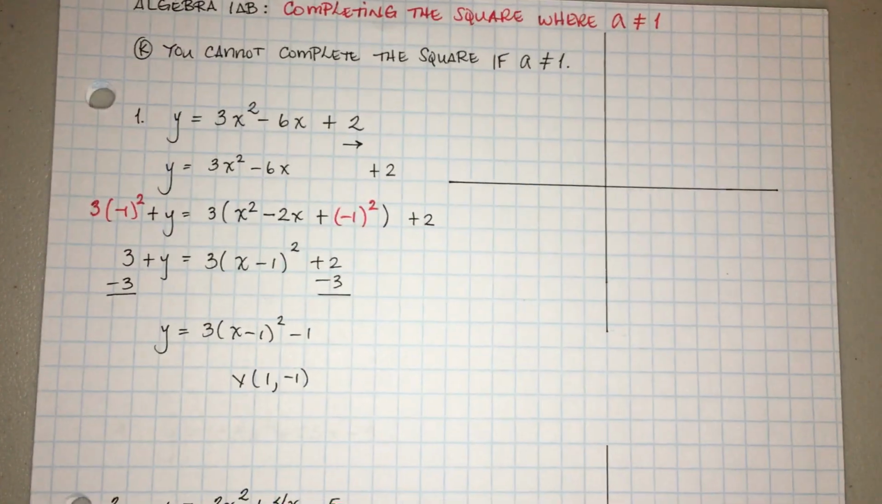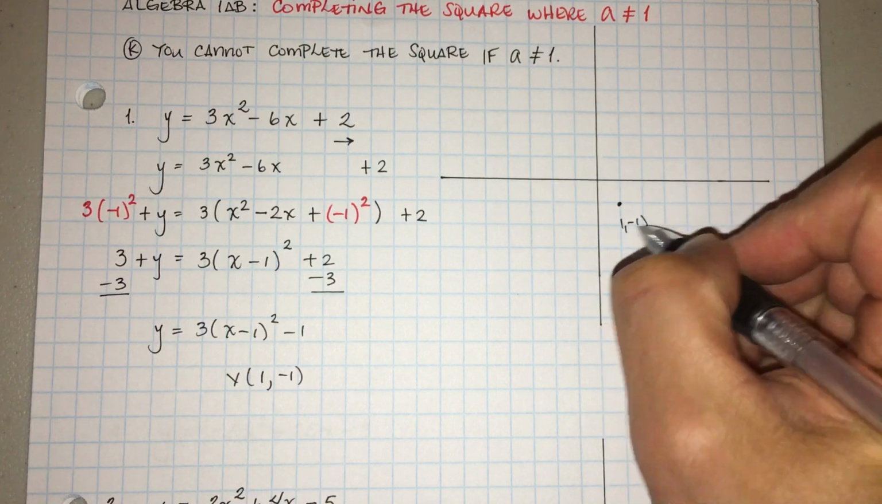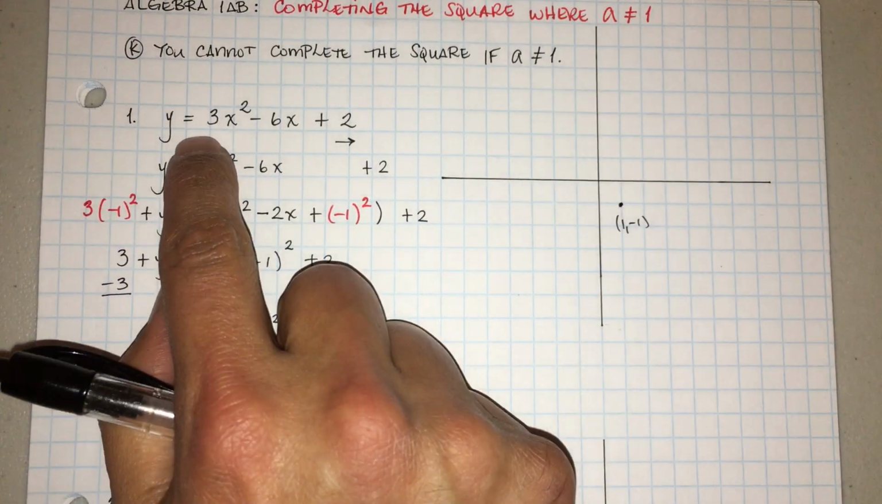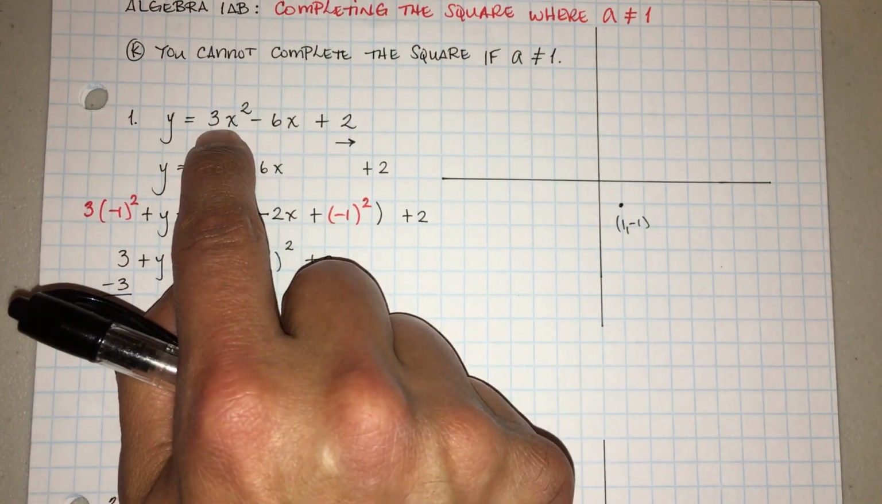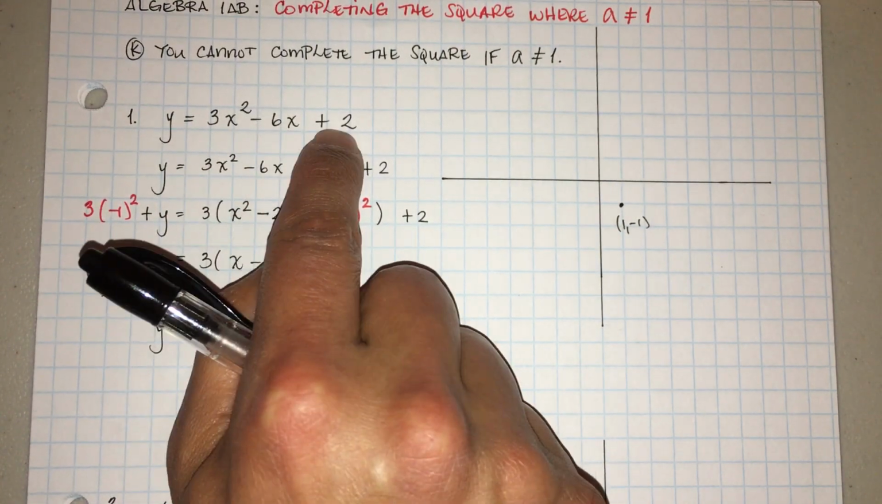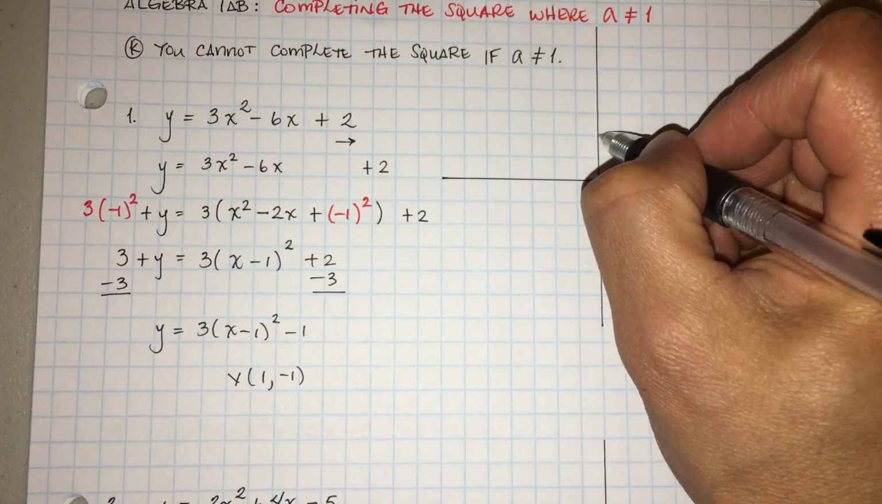So let's go ahead and graph it. So 1, comma, negative 1 is right there. Okay. Now, remember, what's my y-intercept? Vamos a agregarle el 0. Entonces, cuando x es 0, me da 2. So when x is 0, I get positive 2. So I get right here.